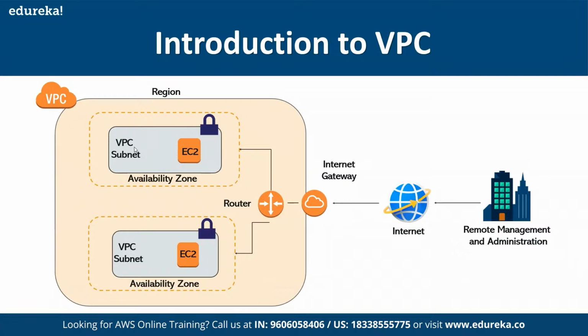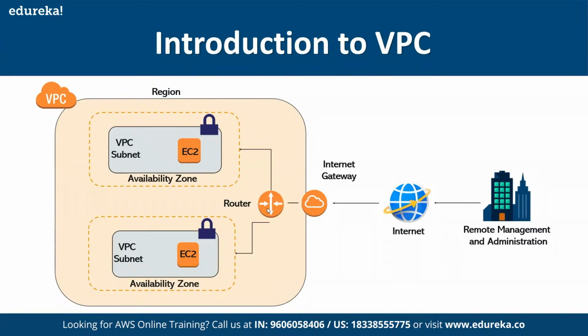Now, how does one subnet become a public subnet and the other one a private subnet? The subnets are the same. What makes them private and public is their ability to connect to the internet gateway. If my subnet knows the route to go to the internet gateway and to the internet, that is called a public subnet.